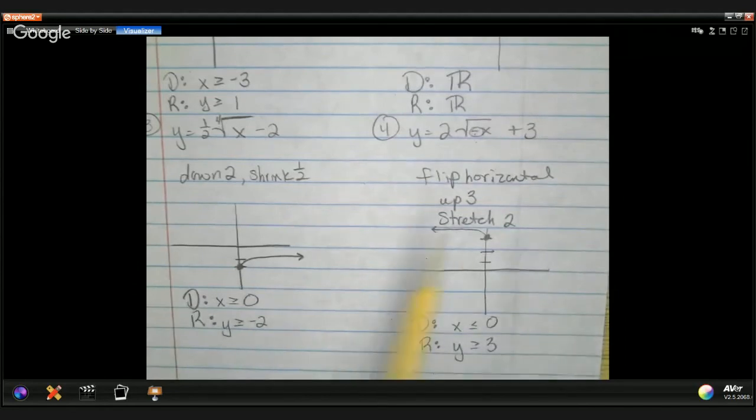So make sure that you understand when it goes left and right, it's with the x. When it goes up and down, it's on the outside. And when you're going to flip up or flip left and right.